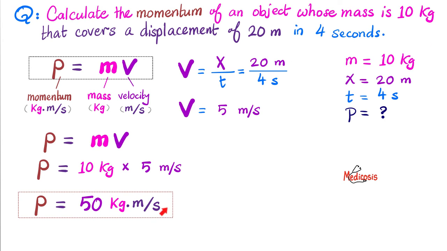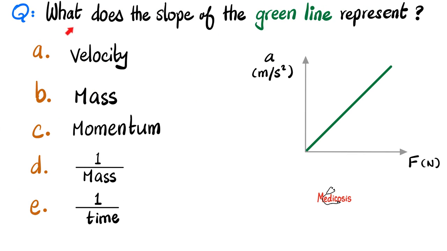And here is the same answer in color. Mass is in kilograms, velocity in meters per second. Therefore, momentum is measured in kilograms times meters per second. Another question. What does the slope of this green line represent? Does it represent velocity, mass, momentum, 1 over mass, or 1 over time? Knowing that A is the acceleration and F means force. Please pause and try to answer this yourself.